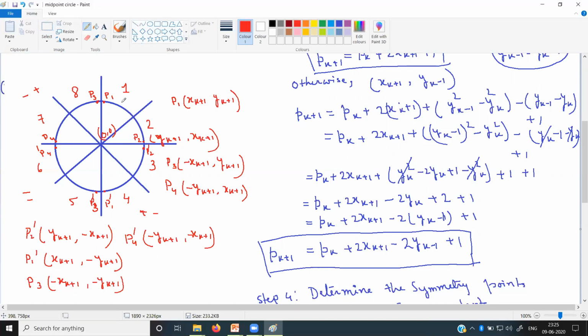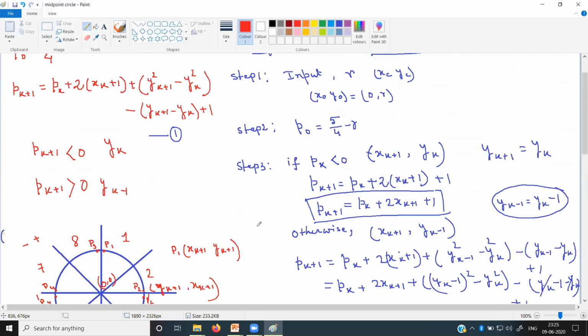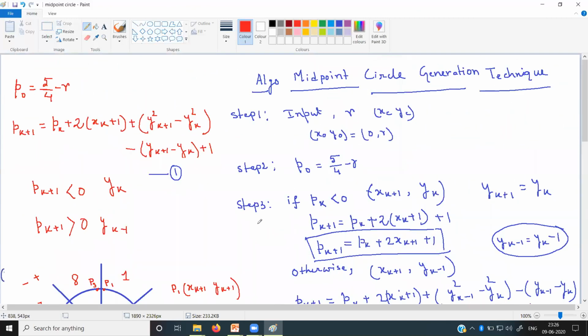So that means if x is equal to y, that indicates we have completed the computation of all points for octant one. We don't need to compute further, so we have to stop. So this is all about the algorithm of the midpoint circle generation technique.